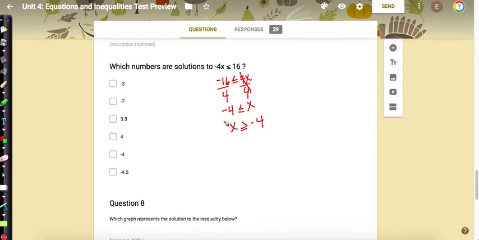Now you want to choose all of the choices that are greater than or equal to negative 4. I'm going to choose negative 4 because that's equal to. I'm going to choose positive 4. I'm going to choose 3.5. And I'm also going to choose negative 3. So did you choose all 4 of those choices?